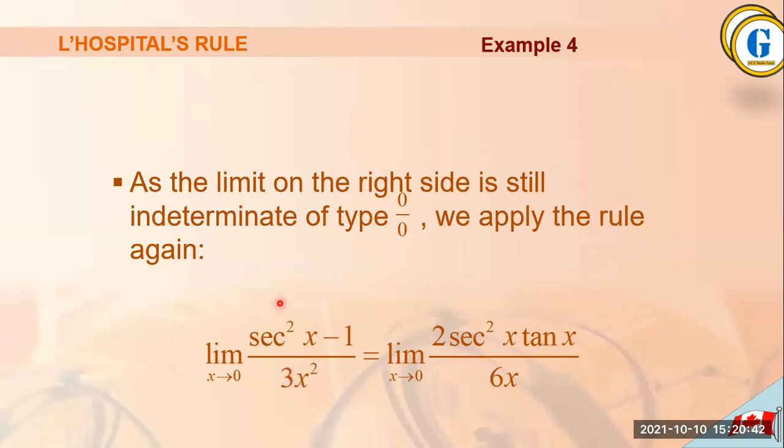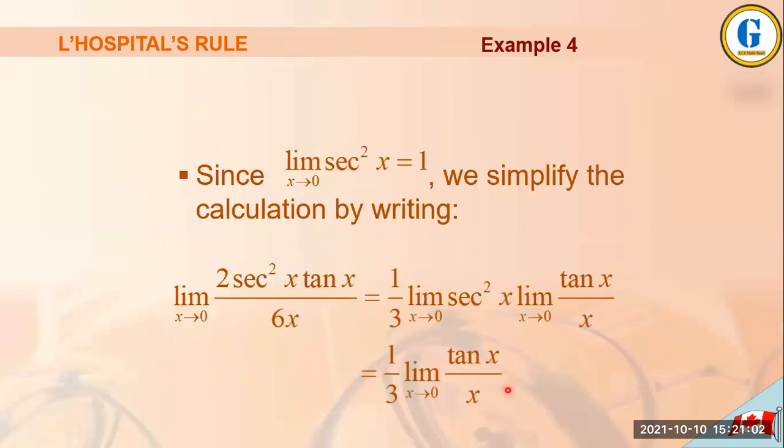So now sec 0 is 1. 1 minus 1 is 0. So we'll have 0 over 0 still. So we can still differentiate this one. We'll have 2 sec squared x tan x on this. When we put the value now of 0, what are we going to have? Sec 0 is 1 and tan 0 is 0. So we still have 0 over 0, right? So we still differentiate. We differentiate again.